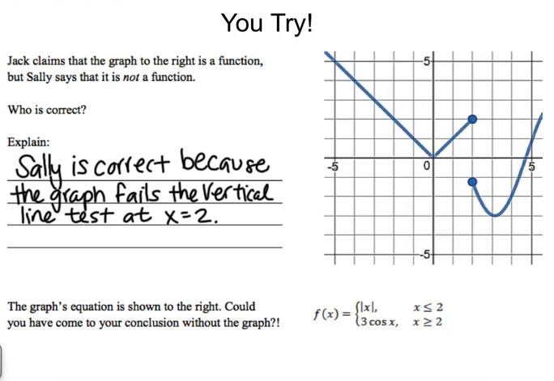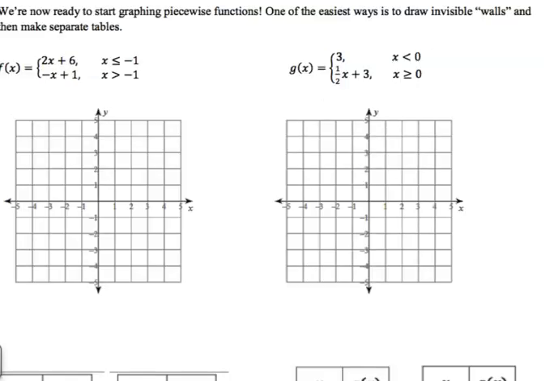Hopefully you agreed with Sally because Sally is correct. A good justification could be Sally is correct because the graph fails the vertical line test at x equals 2. You could say Jack's wrong because my x values repeat at 2. If you have any questions, if you're right or wrong, please raise your hand and I can come around and help you out. Otherwise, we're going to move on to graphing because y'all don't know how to do this yet.